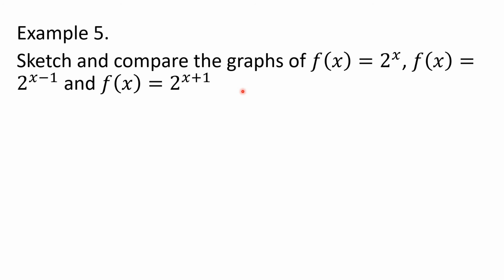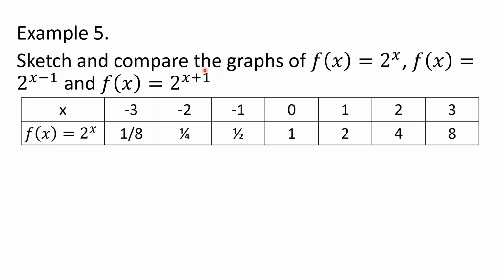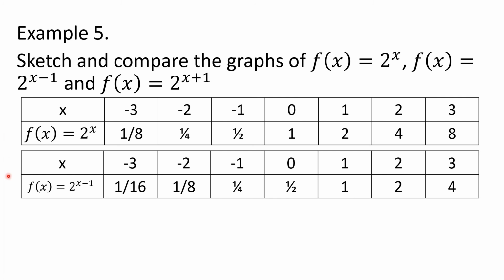So what's different? The value of c. The exponent here is x. The exponent in the second equation is x minus 1. In the third, it's x plus 1. Again, the first is the table of values for f of x equals 2 to the x. The second is for f of x equals 2 to the x minus 1.